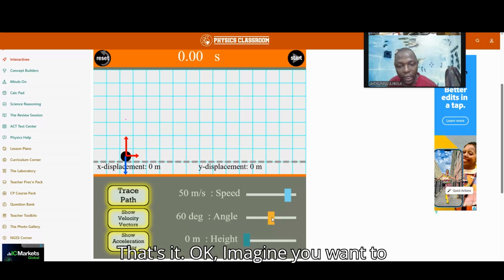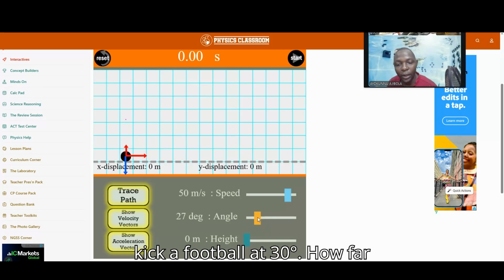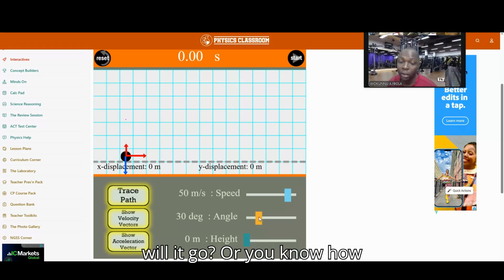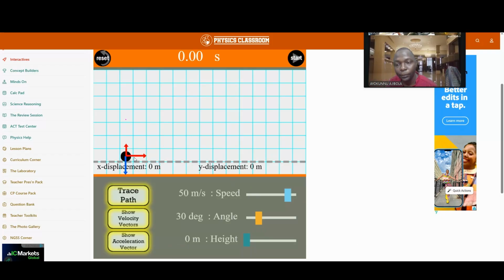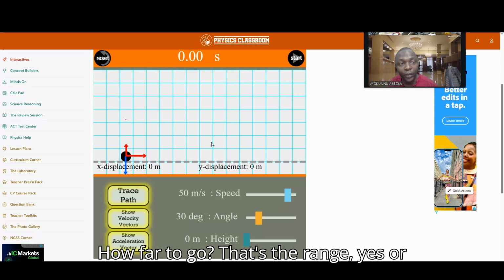Okay, imagine you want to kick a football at 30 degrees. How far will it go? That's the range, right? How far it will go? That's the range, yes or no?